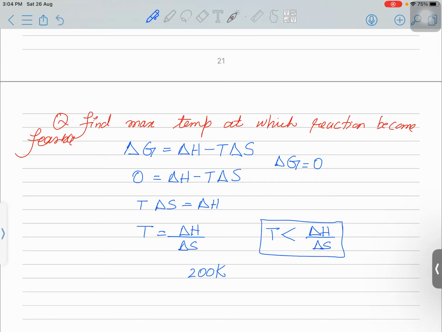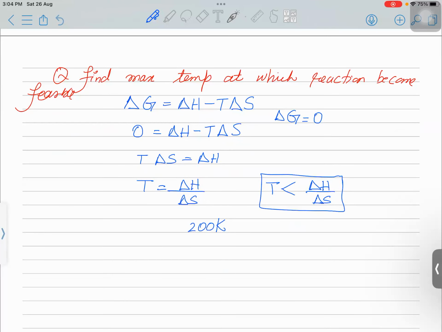बोलो बात समझ आई है? जी सर ठीक. Okay, any question regarding Gibbs free energy? Yes, sir. Yes, beta. Sir, why is the reaction feasible only when delta G is negative?